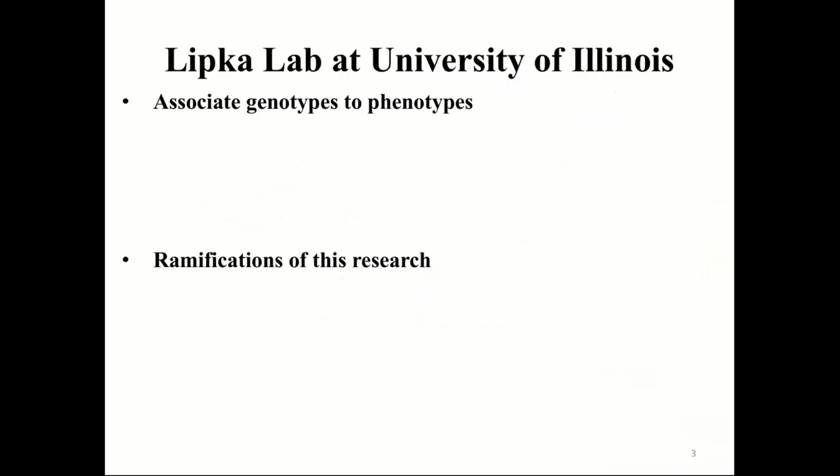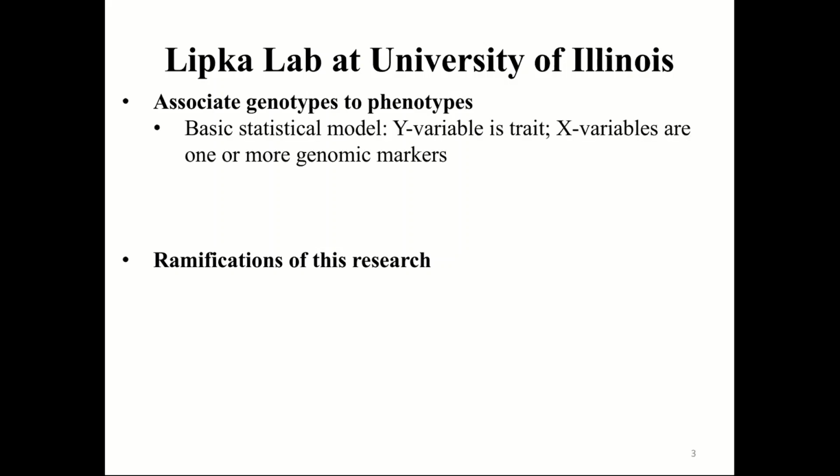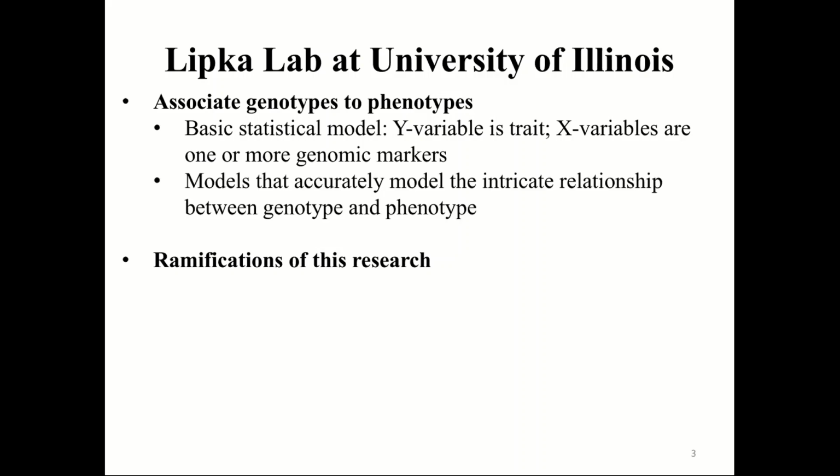Really briefly, what my lab does at the University of Illinois is we try to develop statistical approaches that associate the genotype to the phenotype. The basic statistical model that is used is, you can imagine your Y variable is a trait of interest, and then your X variables are one or more genomic markers. What we try to do is develop and apply statistical models that can model the G2P, the genotype to phenotype relationship, as accurately as possible, and come up with genomic selection models that yield optimal, accurate genomic estimated breeding values.